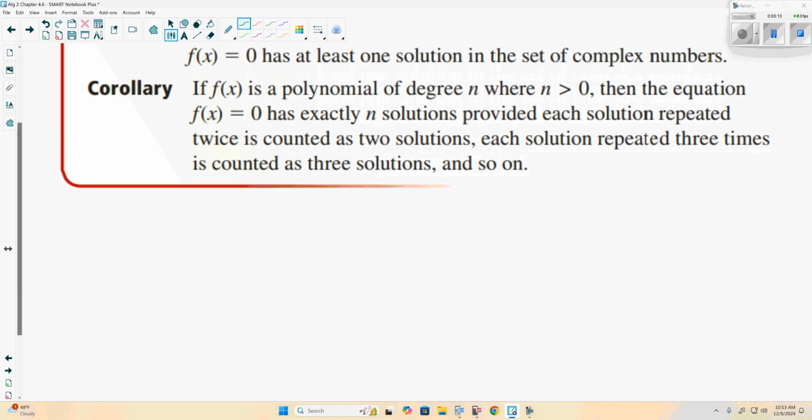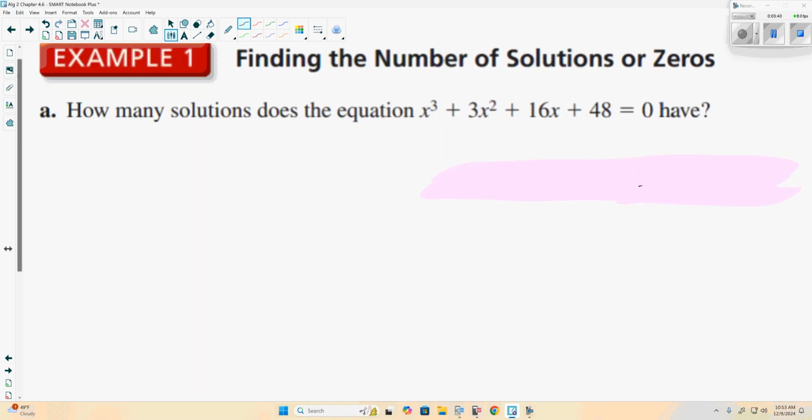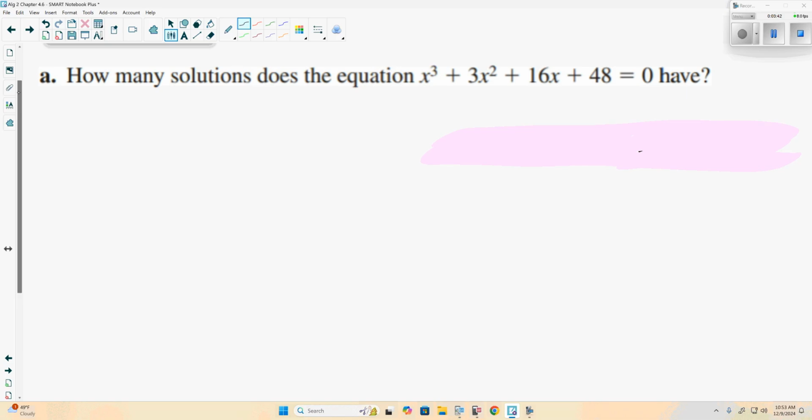But the second part, the corollary: if f of x is a polynomial function of degree n, where n is greater than 0, then the equation has exactly n solutions, provided that each repeated solution is counted as many times as it is repeated. So each repeated solution twice is counted twice. Each repeated solution 3 times is counted 3 times, and so on. N is our degree.